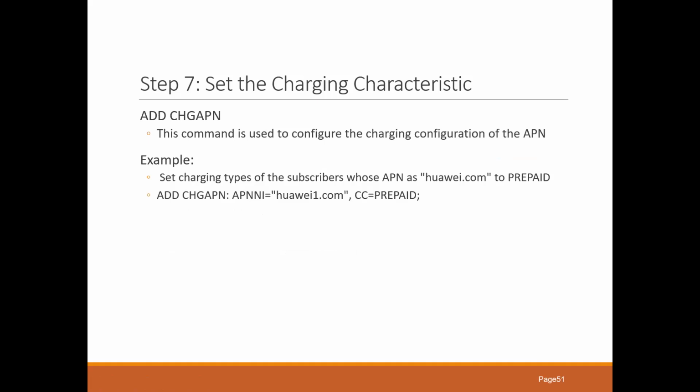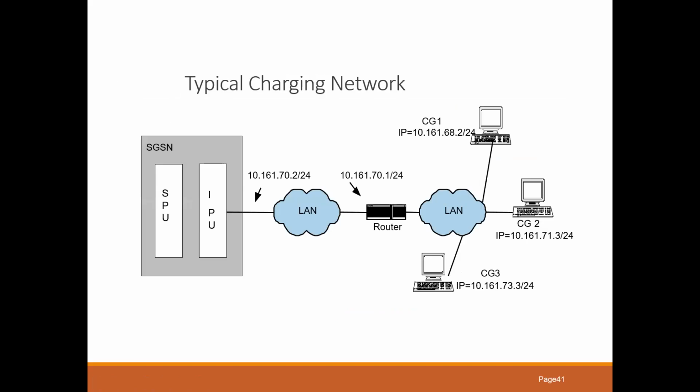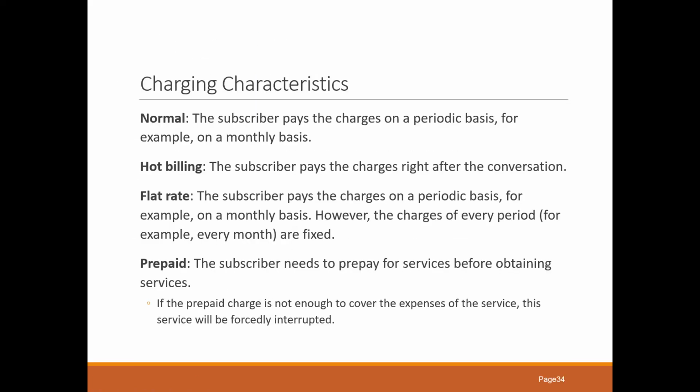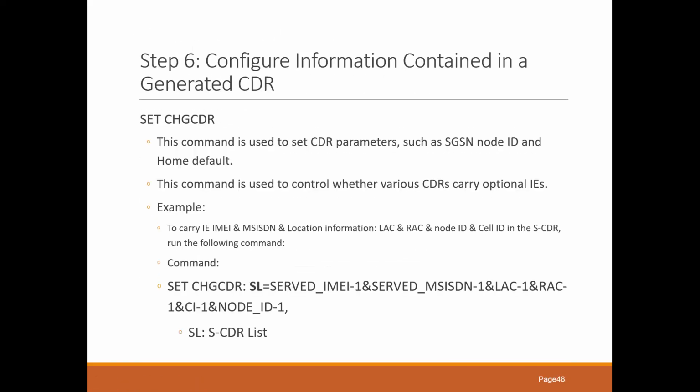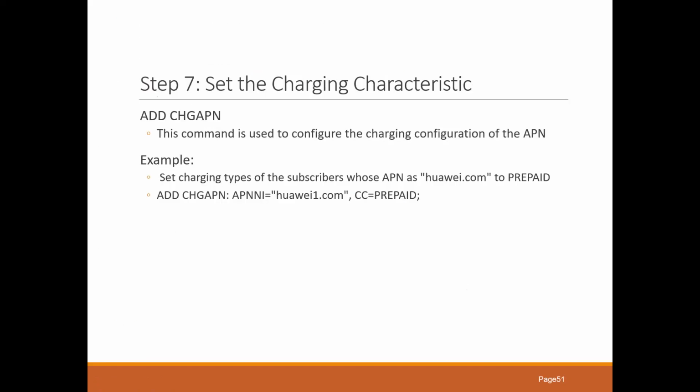Okay, next is the CHG APN. This command is used to configure the charging configuration of the APN, basically to specify which sort of charging is going to be done on your APN. For example, set the charging type of subscribers of the APN to prepaid. So you can specify which sort of charging characteristic will be done by the APN. This CC is the same one which we saw earlier. It can be normal, hot billing, flat rate, and prepaid. So this is something that you can specify in an APN over here.